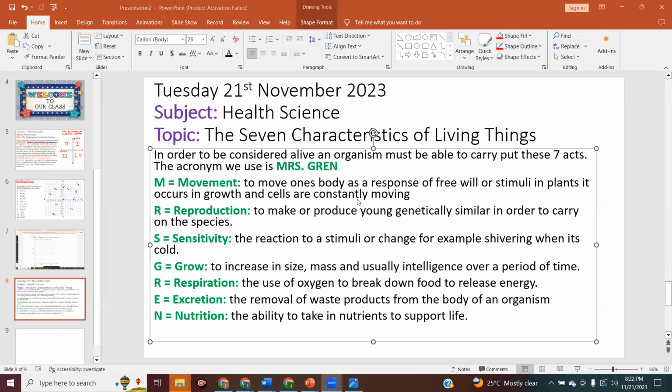The first one is movement. Then what? Reproduction. Then sensitivity. Then what? Growth. Then what? Respiration. Then what? Excretion. And then nutrition. All right, good.